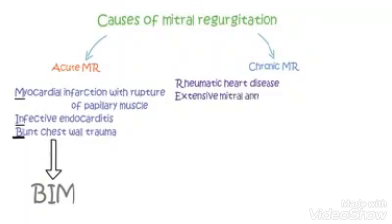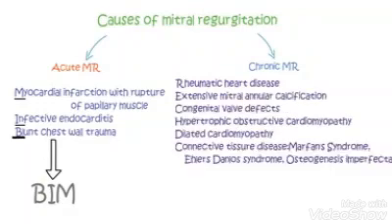Now let's talk about chronic mitral regurgitation. Chronic mitral regurgitation is caused by rheumatic heart disease, extensive mitral annular calcification, congenital valve defect, hypertrophic obstructive cardiomyopathy, dilated cardiomyopathy, connective tissue diseases like Marfan syndrome, Ehlers-Danlos syndrome, osteogenesis imperfecta.